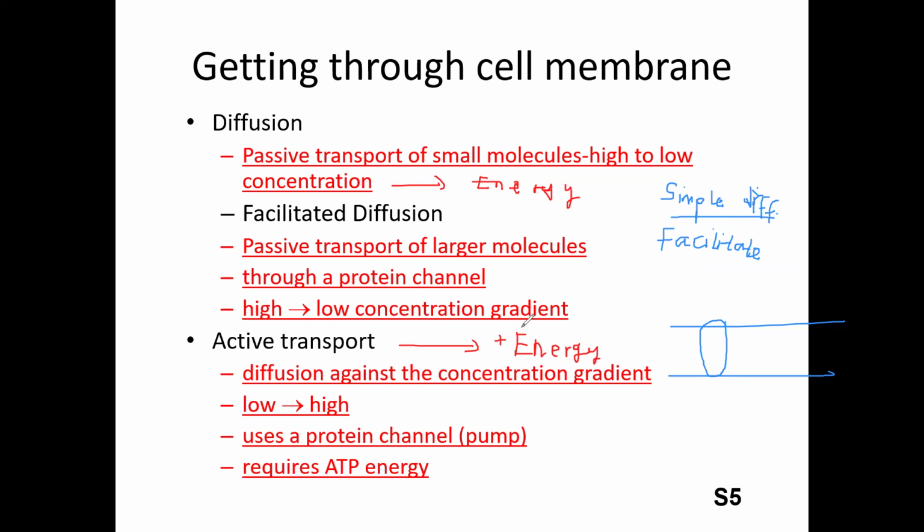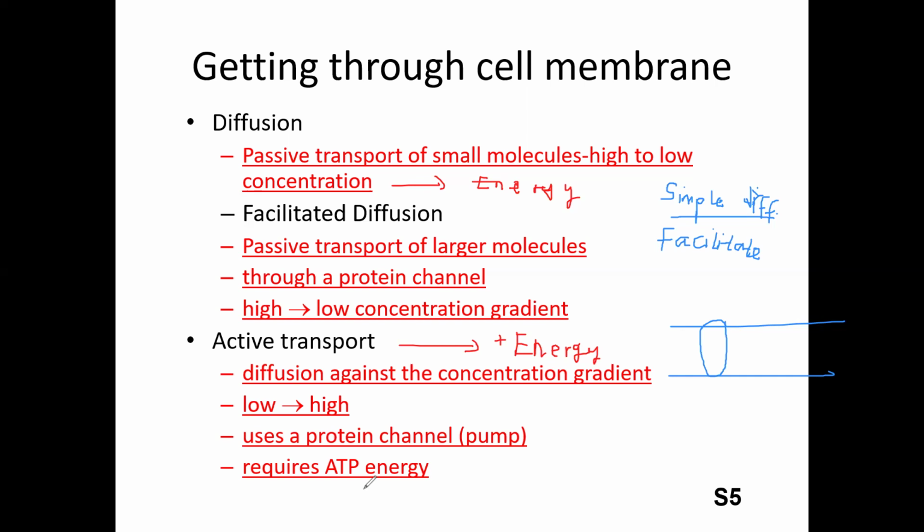And then for active transport, as I said, for both simple diffusion and facilitated diffusion, no energy is needed. But in the case of active transport, energy is needed, and it is against the concentration gradient. It means that the molecules are moving from the region of lower concentration to the region of higher concentration. In this case, there is a need for a protein channel, and it requires ATP.